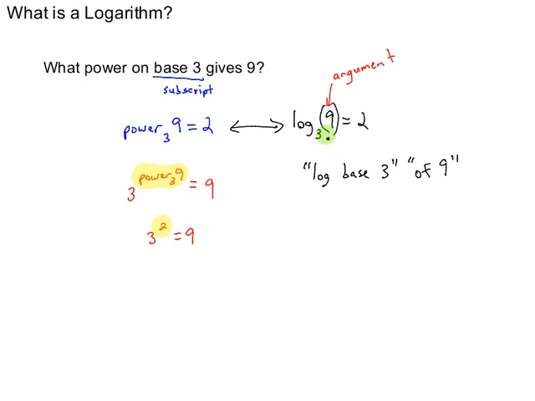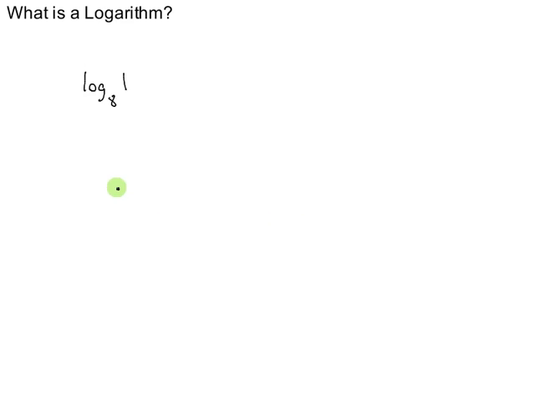Alright, so we have log base 3 of 9 equals 2. That means the power on base 3 to get 9 has to be 2. Okay, so the function here is log base 8, and I'm taking the log base 8 of 1. In other words, I'm asking myself what power on base 8 gives 1. Well, 8 to the 0 power is 1. So log base 8 of 1 is 0, because that's the power I have to raise 8 to get 1.